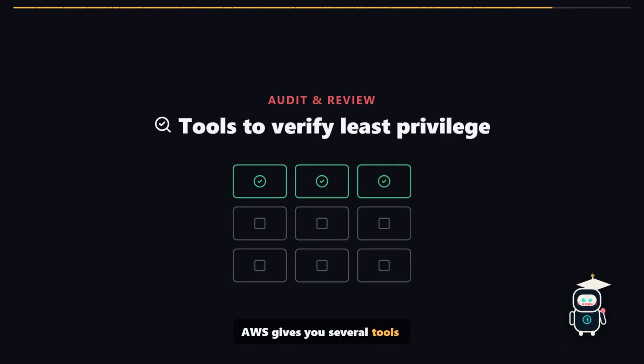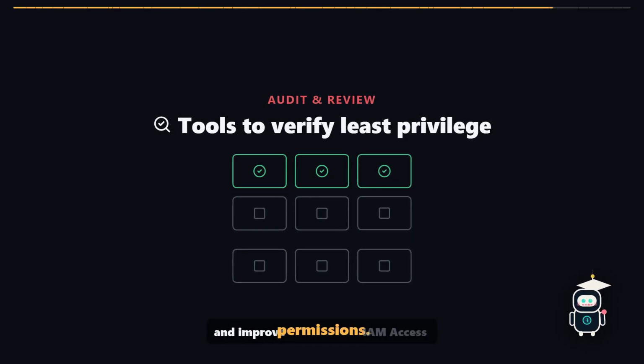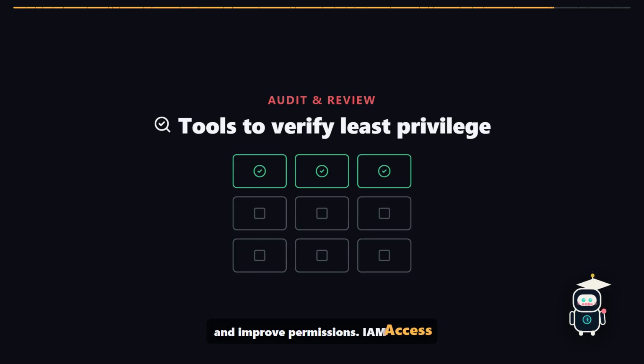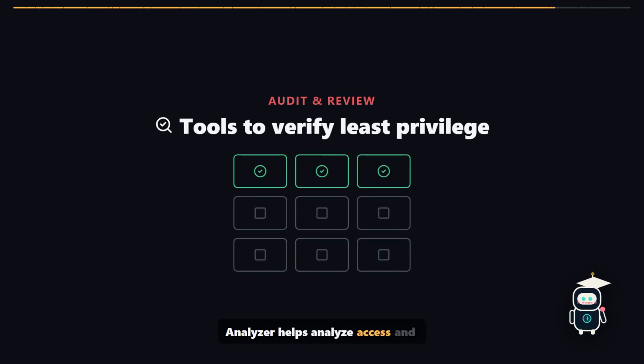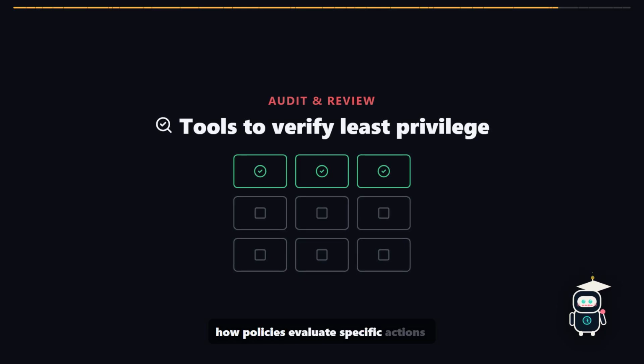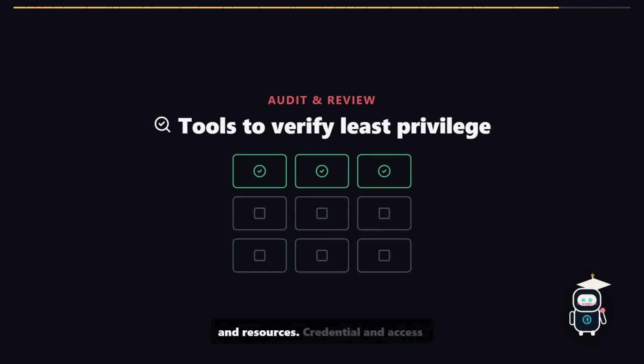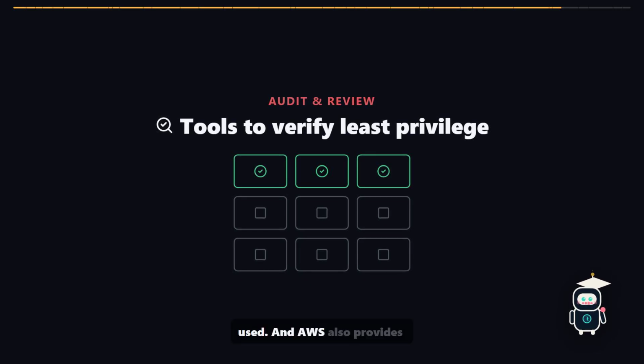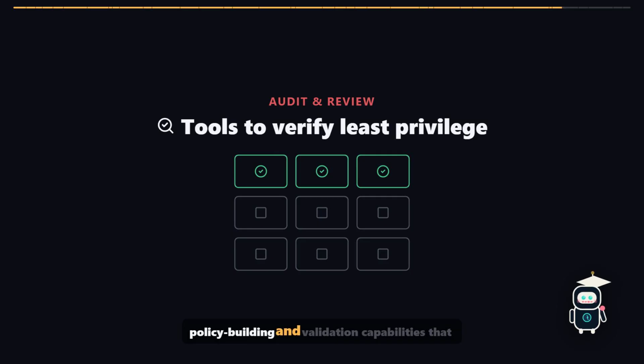AWS gives you several tools that can help you evaluate and improve permissions. IAM Access Analyzer helps analyze access and policies so you can identify areas that deserve review. IAM Policy Simulator lets you test how policies evaluate specific actions and resources. Credential and access reports can help you review how IAM credentials are being used. And AWS also provides policy building and validation capabilities that can help you create and review IAM policies.